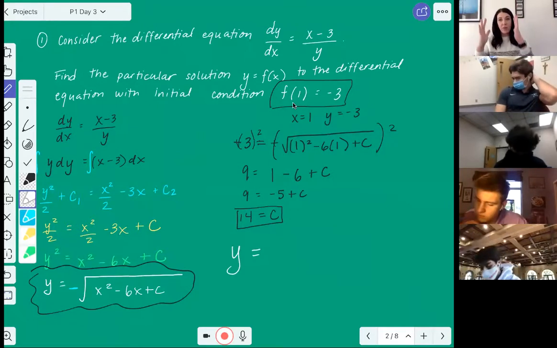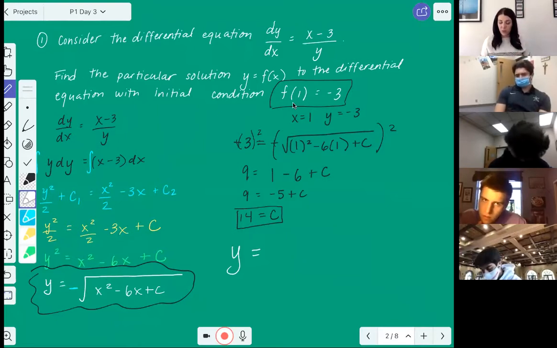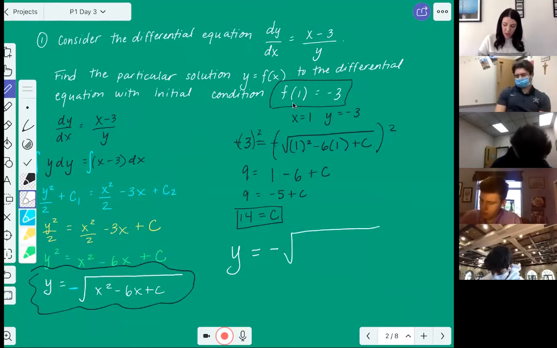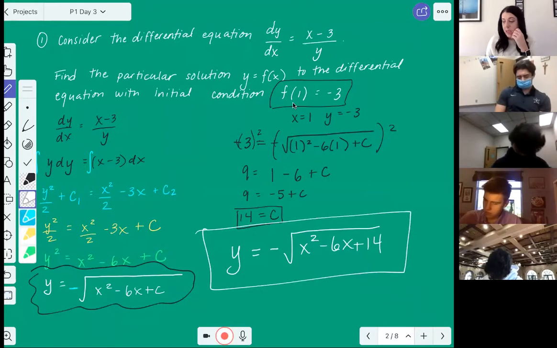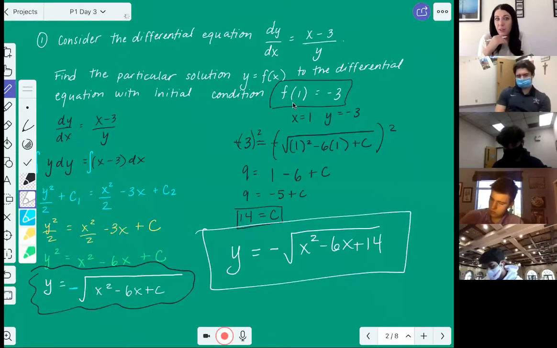And it's generally helpful to work vertically here. I ran out of room, but in general on your notebook paper, you're just going to work vertically the whole time. So we get y equals negative the square root of x squared minus 6x plus 14. And that's our final answer. That would have been the original equation given this initial condition with that dy/dx. Okay, what questions do you guys have so far? Any questions on any of the steps, even if you're like, we already went over it?